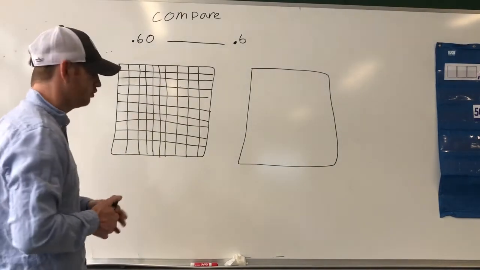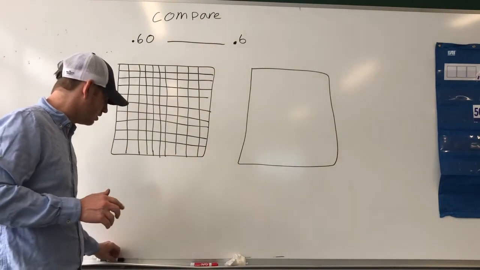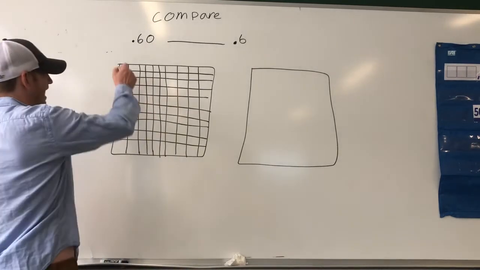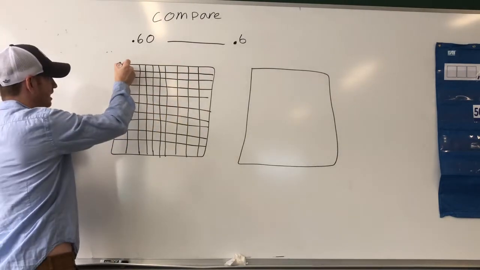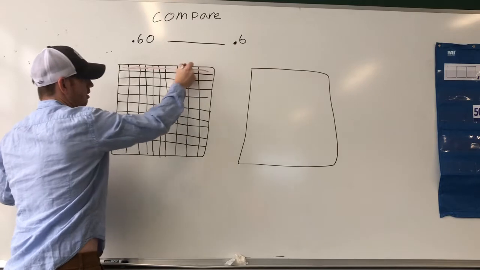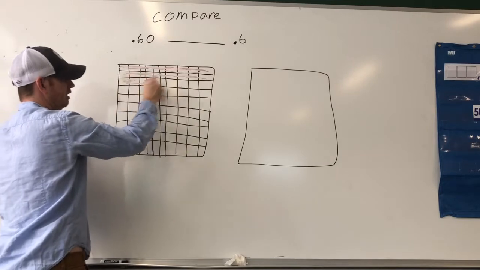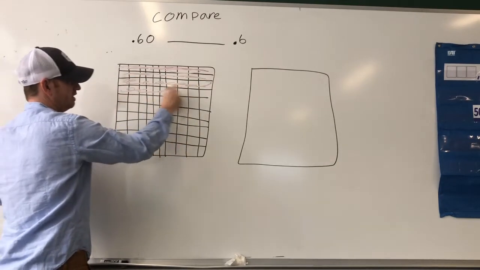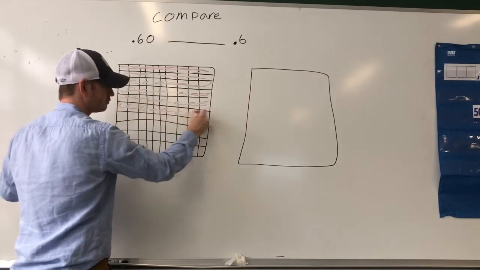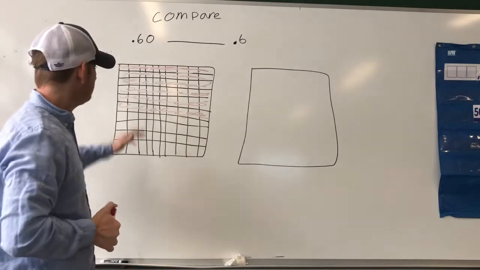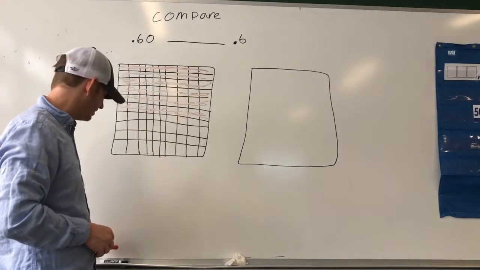I have 60 hundredths. Well, 60 is the same as 10 times 6. So if I have 60 hundredths and 1, 2, 3, 4, 5, 6, 7, 8, 9, 10, well, it will be 10, 20, 30, 40, 50, and 60. So now I've filled in 60 hundredths, which is what this decimal represents.